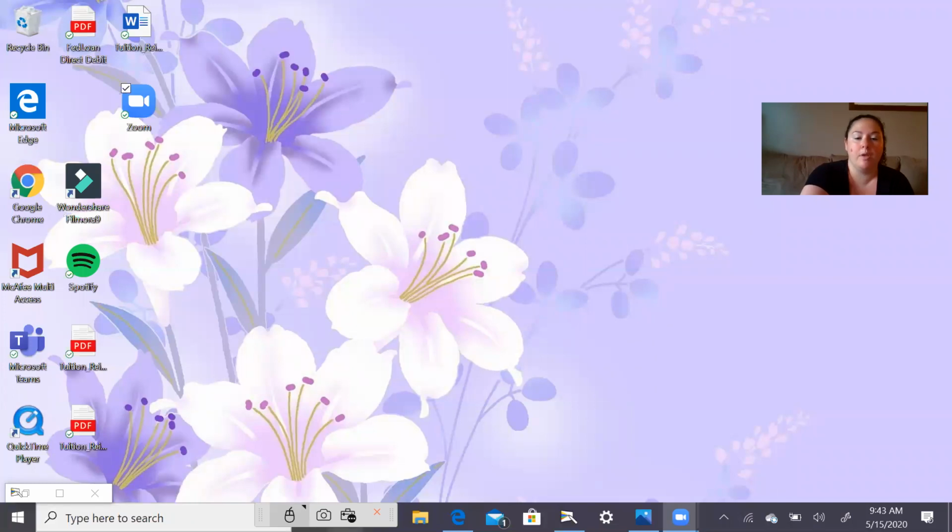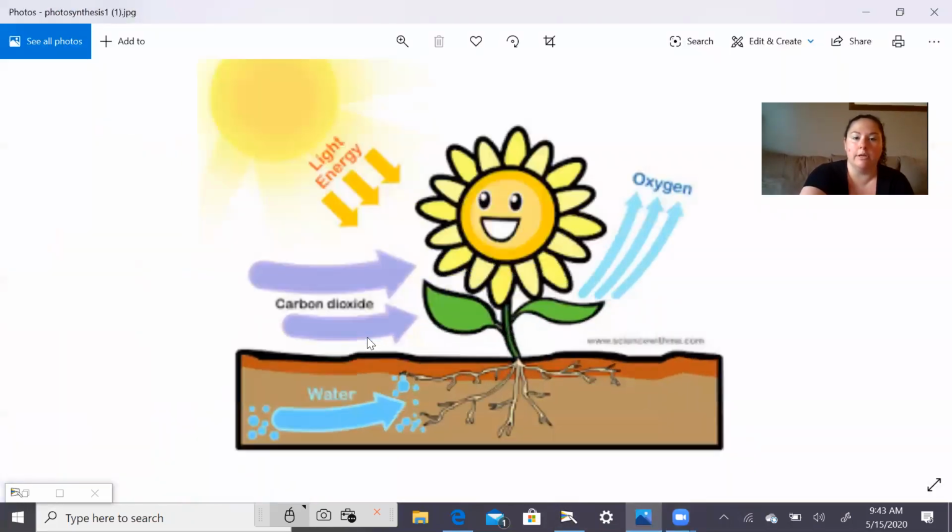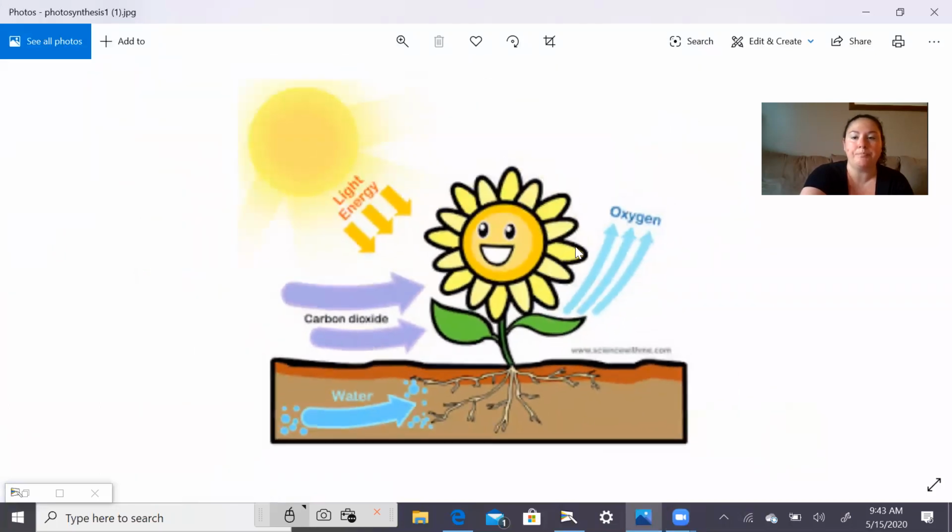All right. So the first thing we're going to look at is this cool little diagram. When you look at this diagram, you have your flower, it's a cute little flower. One of the big things that plants need in photosynthesis is the sun's energy. Without the energy, none of this is going to work. Without the sun's energy, the plant cannot make food. So the light energy is going to go right into our flower.